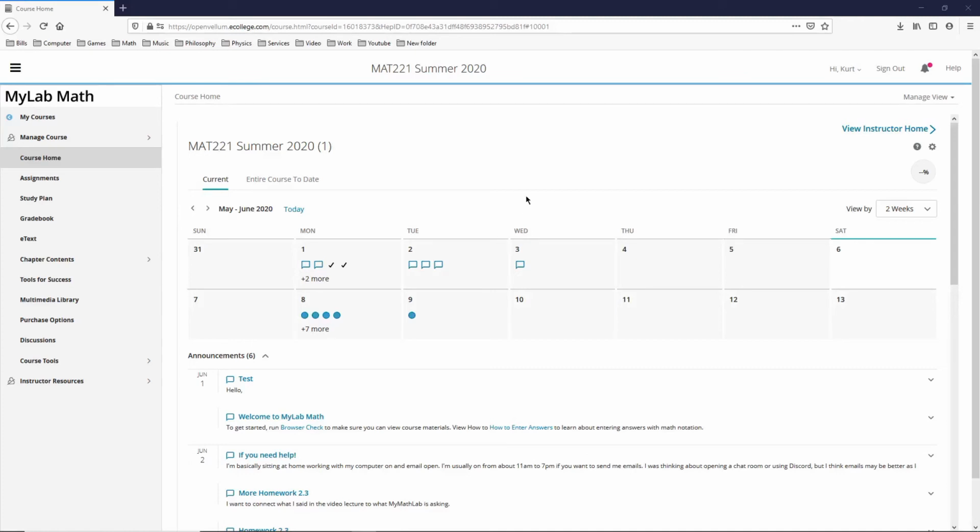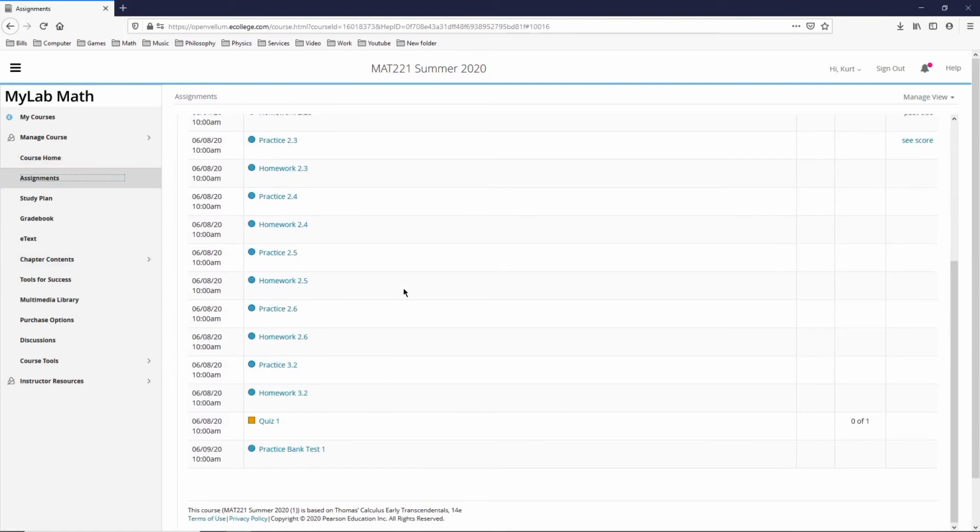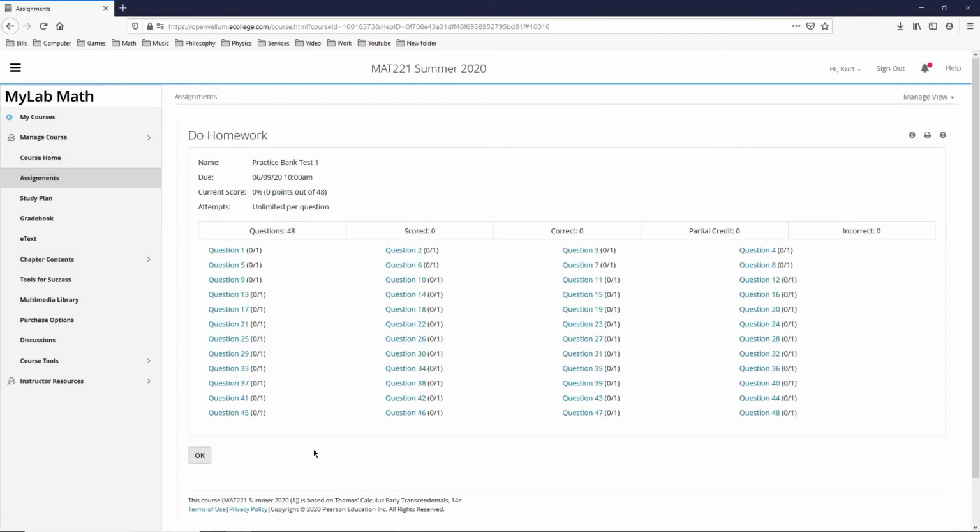So it's probably not the smoothest transition there, but here we are at My Math Lab, or My Lab Math, I guess is what they call it here. I'm so used to MML. And what I've put in here, if you check out assignments, is this practice bank test. These are all practice, not worth any points.